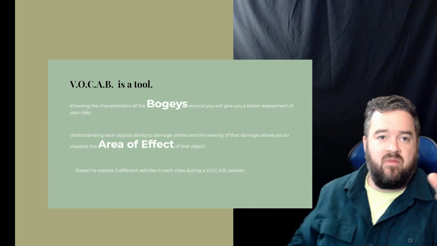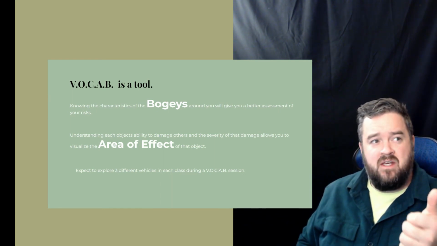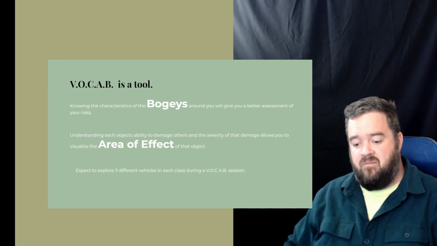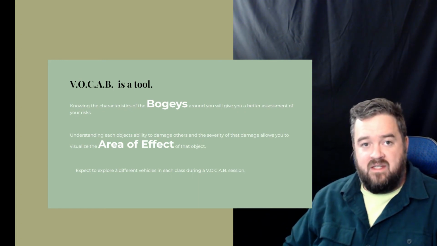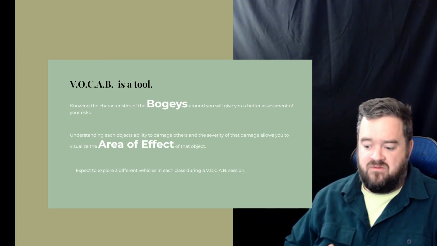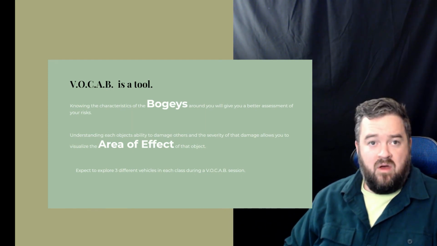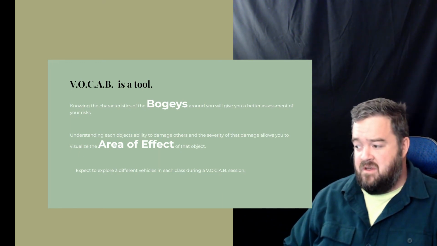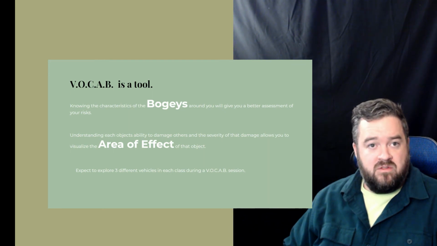And this is just a recap of the whole thing. What a bogey is, it's an object that can do damage to you, you can do damage to it. And then the area of effect, that would be the blood circle around it. And of course, the idea of this is you're presenting the idea that every single time students from this presentation forward do the vocab module, they'll explore, say, 2 or 3 different vehicles in each class, and then in total they'll know a lot of the vehicles that are around them on the road. Make sense?